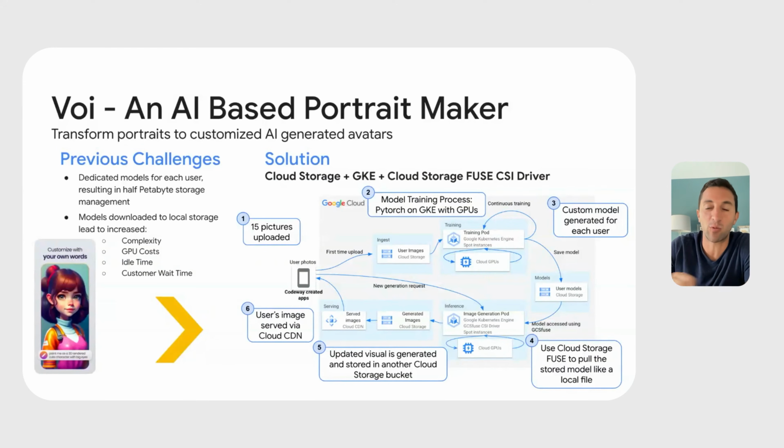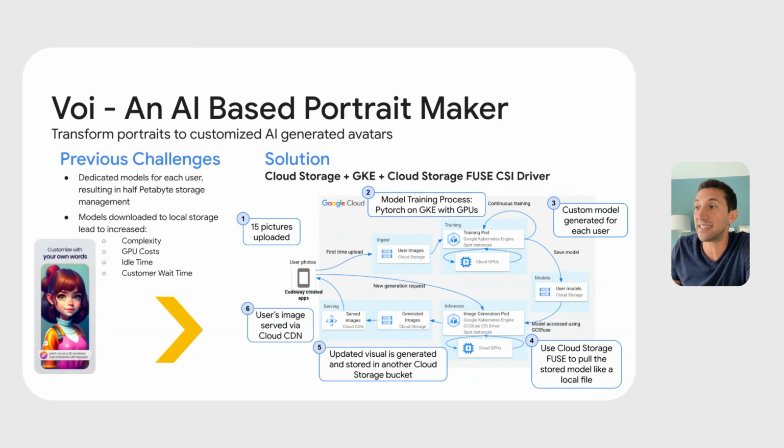So in this use case, what is happening, this is very interesting, is to start with, a user uploads around 10 to 15 pictures, which gets saved in a cloud storage bucket. Then a model training process begins on GKE using GPUs, where a specific model is created for each individual user. And once that model is generated, this is being done really fast in real time, it's saved again in a cloud storage bucket. And then this is where the inference process kicks in, which is what GCS Fuse on GKE is used for.